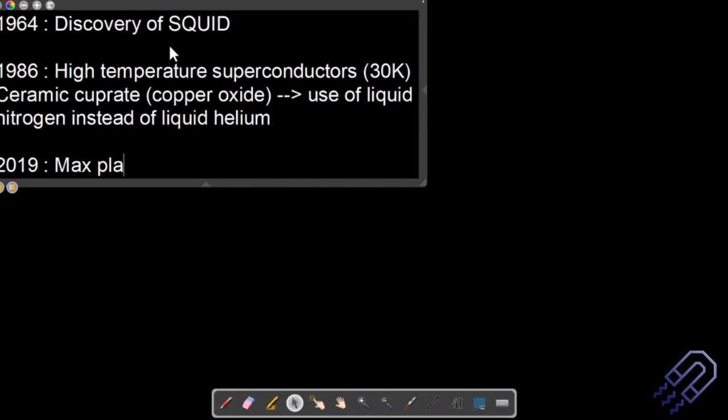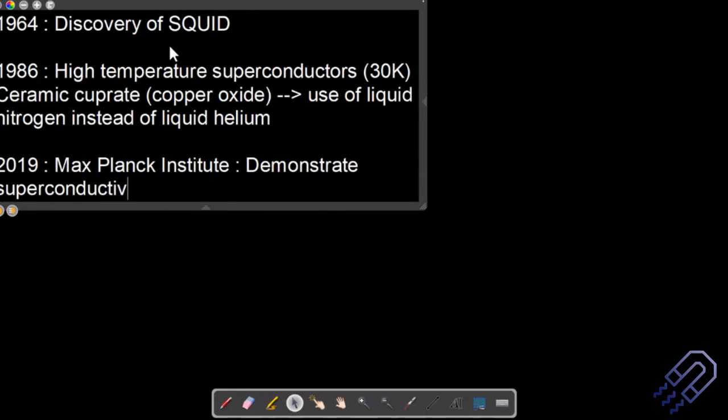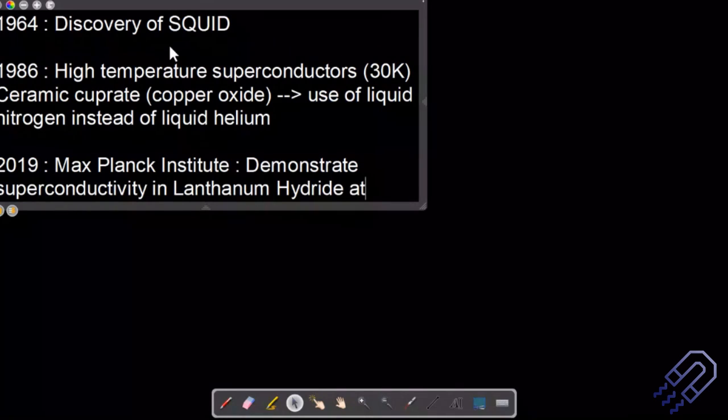Max Planck Institute, one of the best in the world, are also working on superconductors, and please remember the theory is there, but these are pure experimental work which is doing some path breaking research. They basically demonstrated superconductivity in lanthanum, this is a rare earth material, lanthanum hydride, at 250 Kelvin.